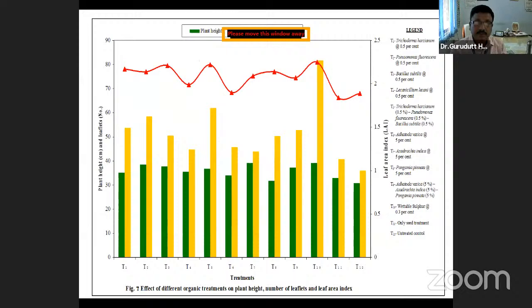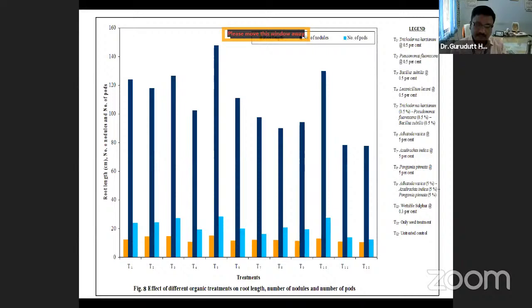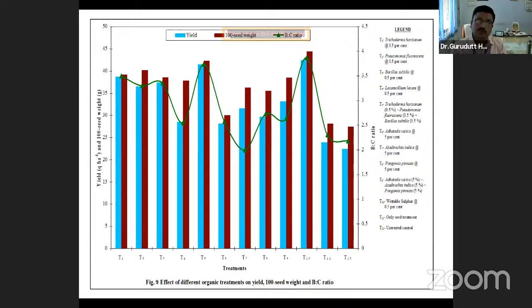And no doubt, if the disease is suppressed, especially the fungal disease, the plant height, root length, number of nodules, everything will increase, and the farmers will be getting more yield. Ultimately, the benefit cost ratio is also very important. When it goes to the end user, we have to be very careful to check the yield and BC ratio. And for pulses, no doubt, there is a lot of scope to use these biopesticides.